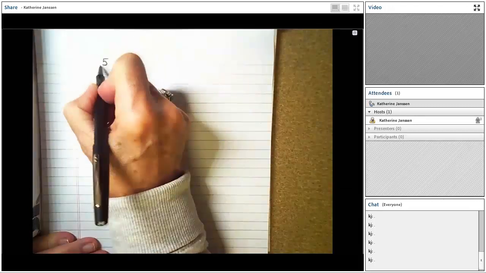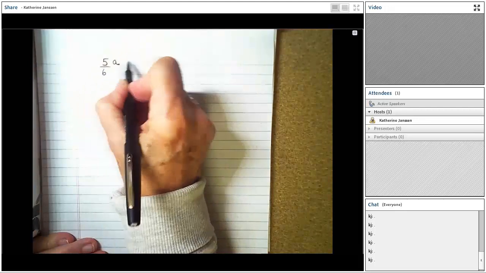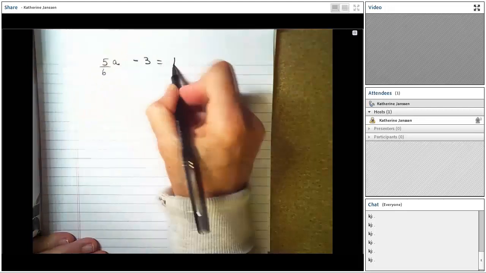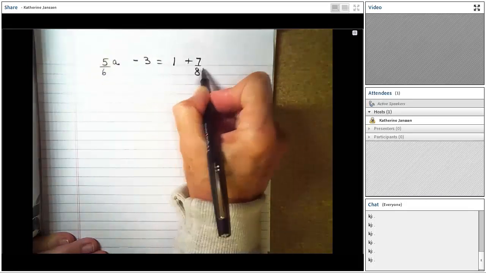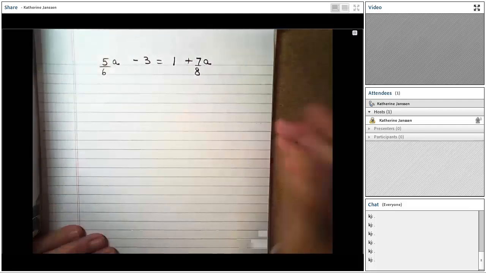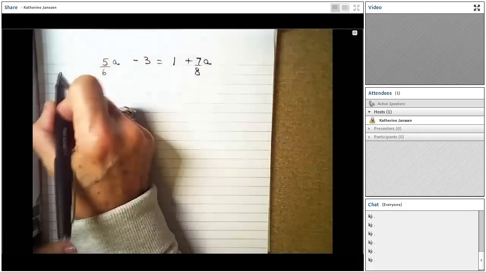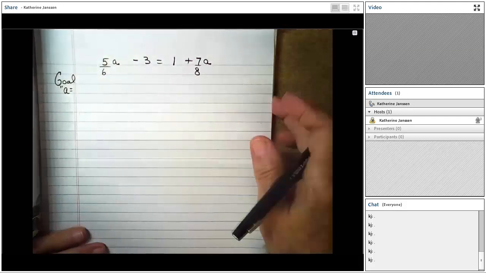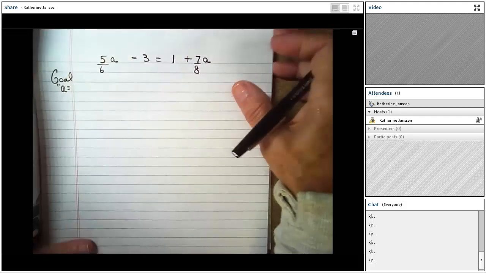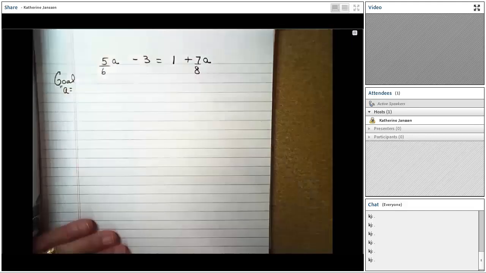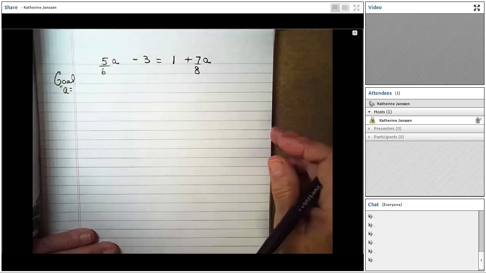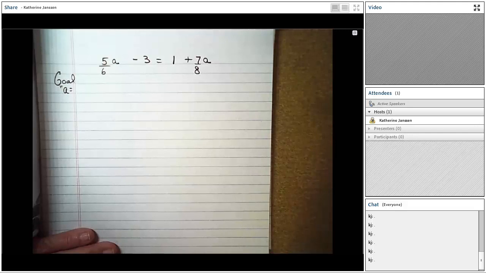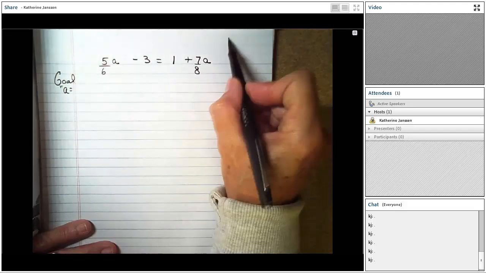Five sixths a minus 3 equals 1 plus 7/8 a. In this case, my variable is a. My goal is a equals. So again, I'm using my addition and multiplication principles to isolate the variable term and then solve for a equals. But I have fractions, so let's get rid of them.